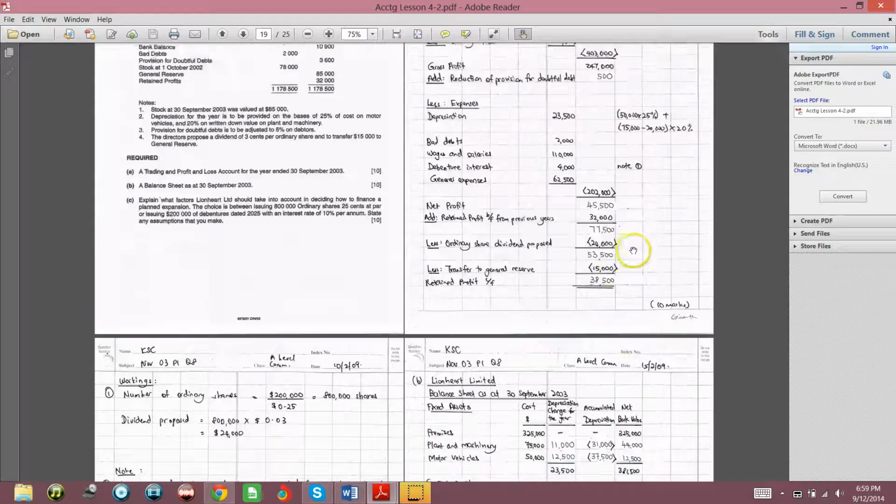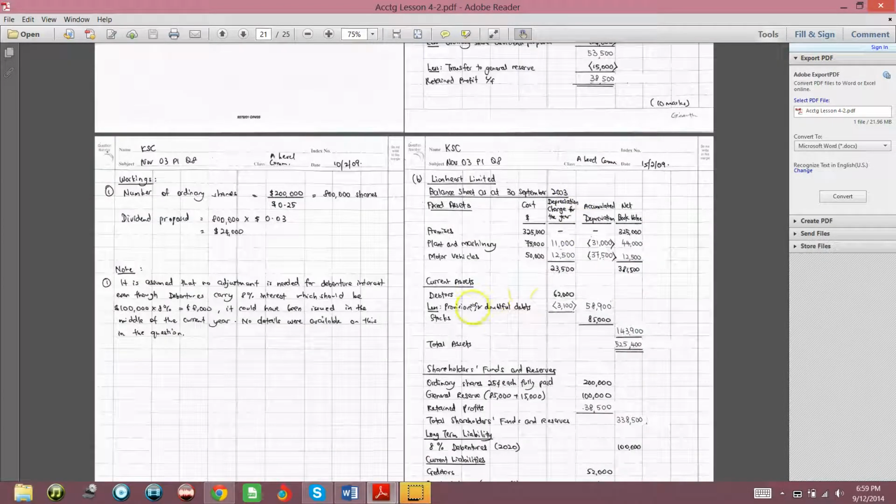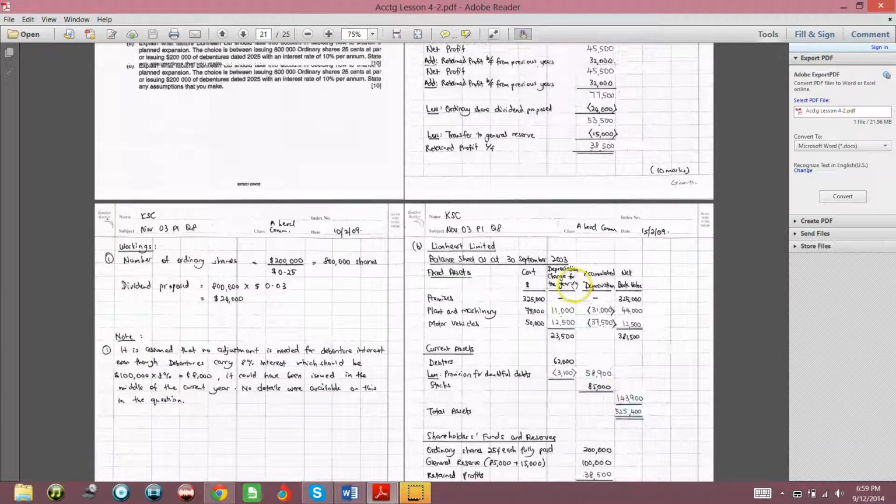Okay, so now do all the easy questions. So stock at 30 September 2003. So year end closing stock is 85,000. So this is 85,000. And here under current asset, stock 85,000.